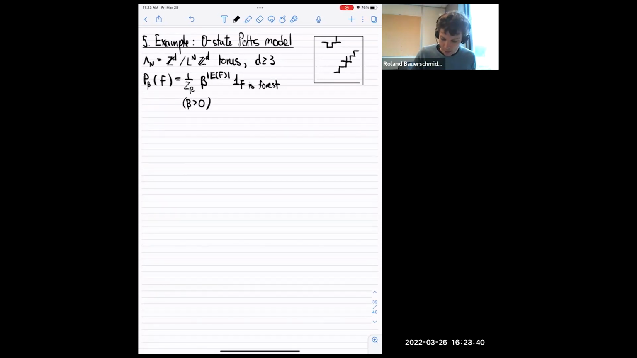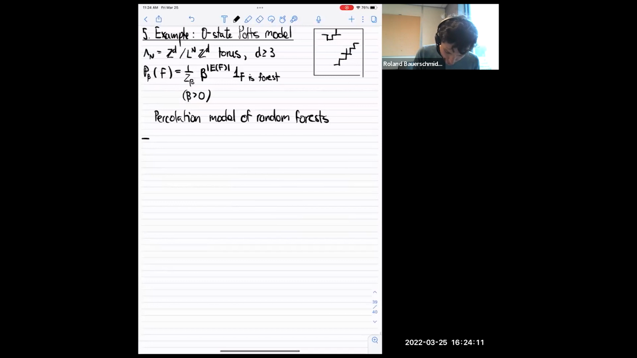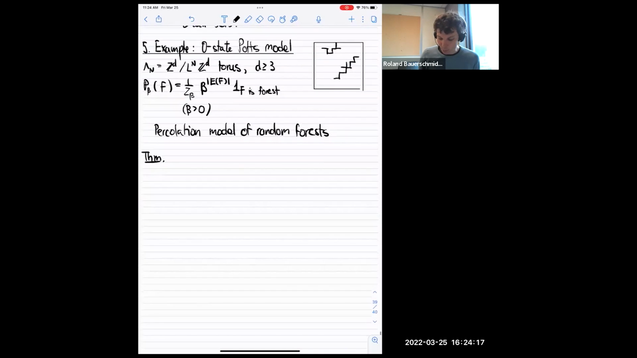So this model is what I will call the zero-state Potts model, or maybe more precisely, it's the Q to zero limit of the random cluster model, which is the representation of the Q-state Potts model. And so it's a percolation model of random forests. And the main question from the percolation point of view is, well, what the geometry of these forests are.